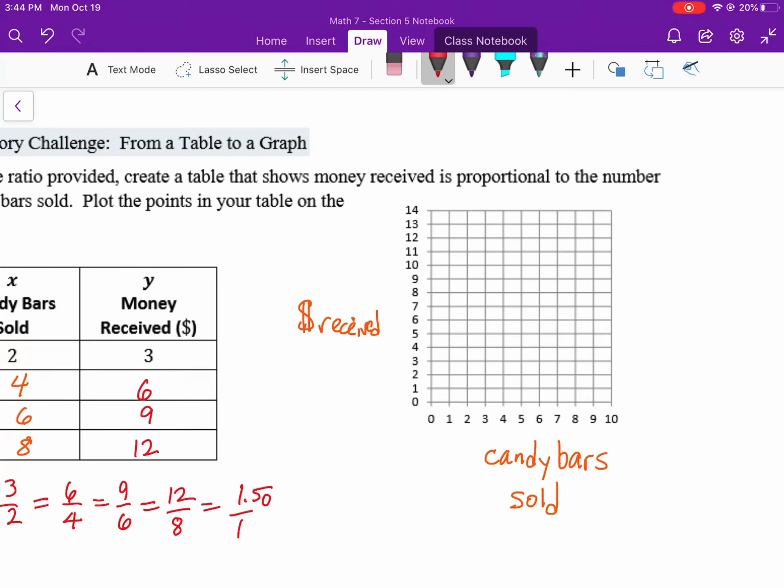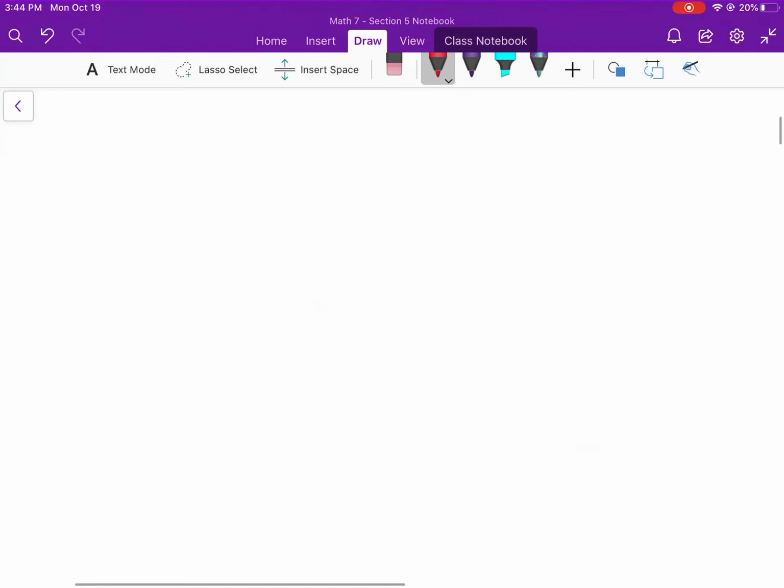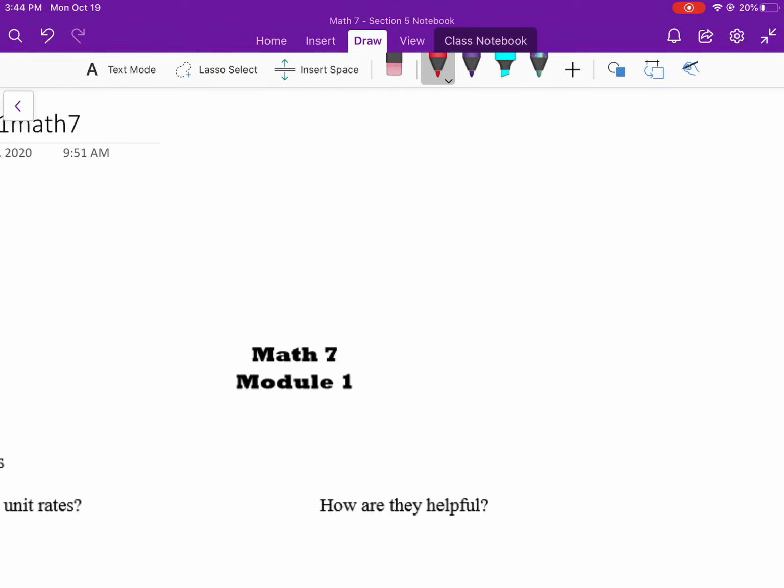Notice I put labels on the axes. So 2 candy bars makes $3. 2 makes 3, so 2, 3. 4, 6. 4, 6. 6, 9. And 8, 12. And I look at those and they look pretty straight. I'm going to take a straight edge, a ruler.